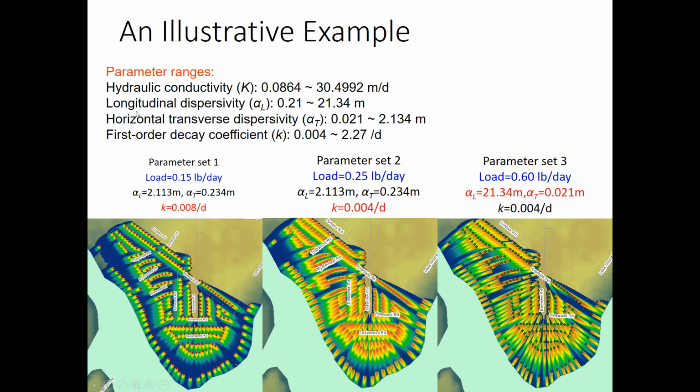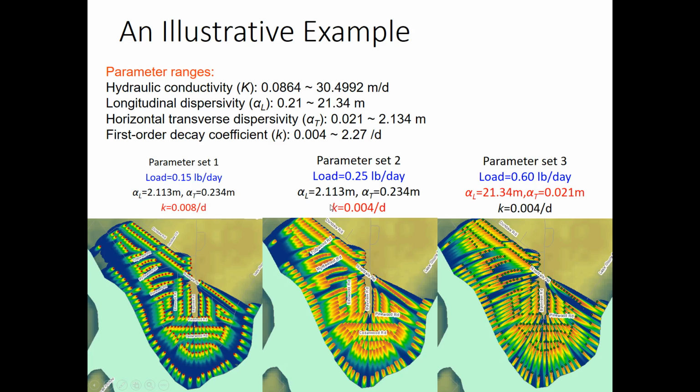Say for longitudinal dispersivity, it could range between 0.21 to 21. It's like 2 orders of magnitude. And the K value could range from 0.004 to 2.27. This is from literature, and this is like 3 orders of magnitude. And say for this parameter set, this is the simulated nitrate concentration, and the load is 0.15 pound per day.